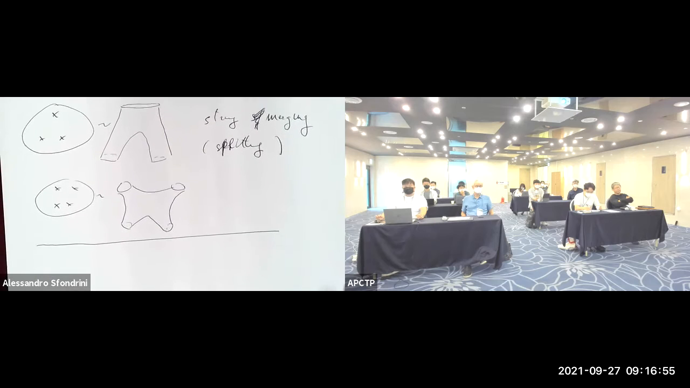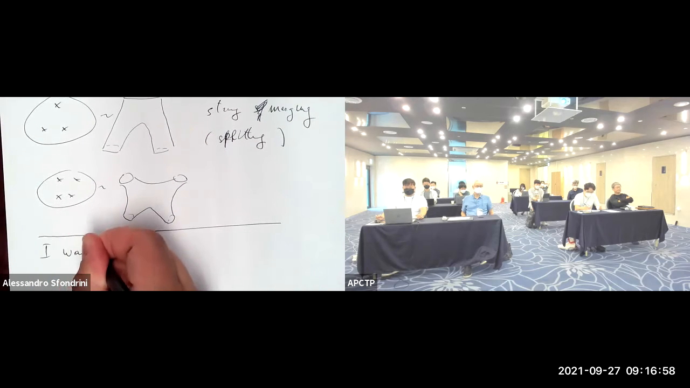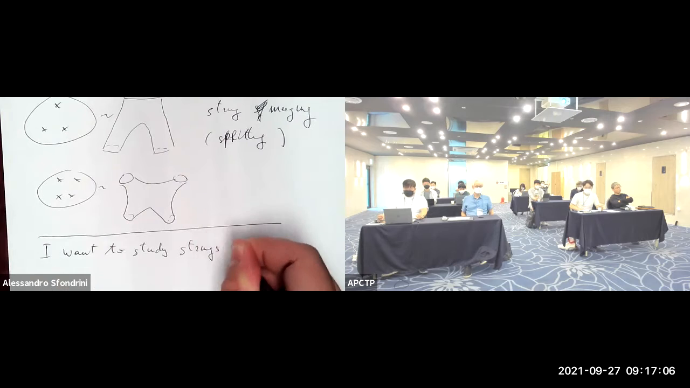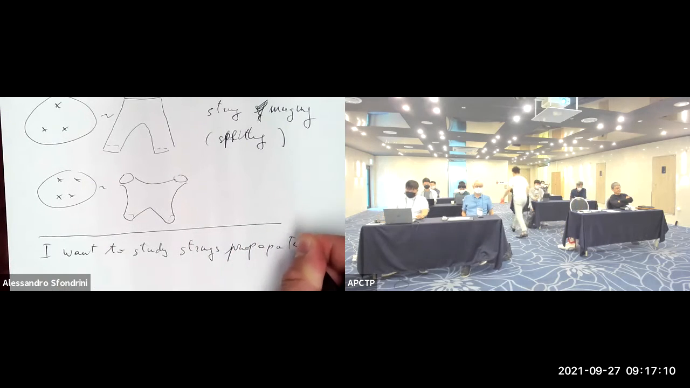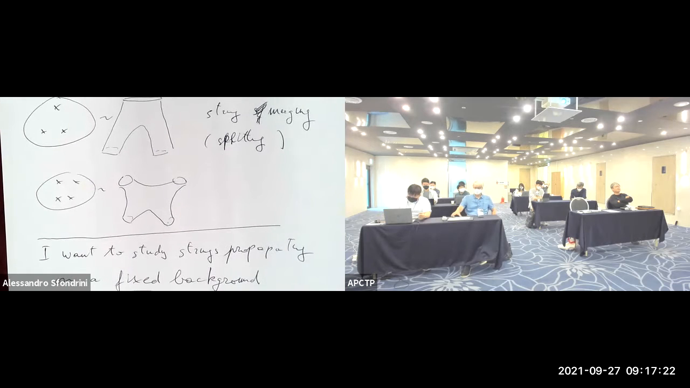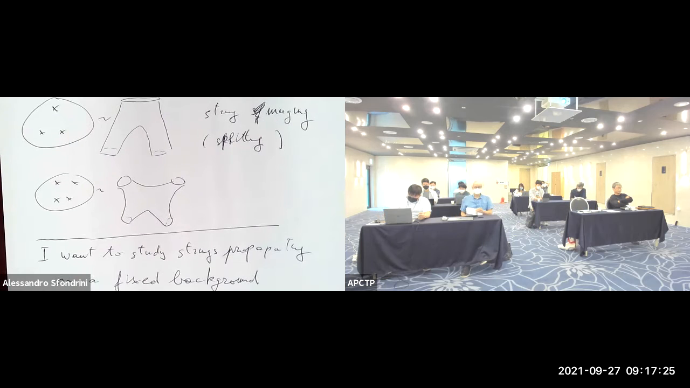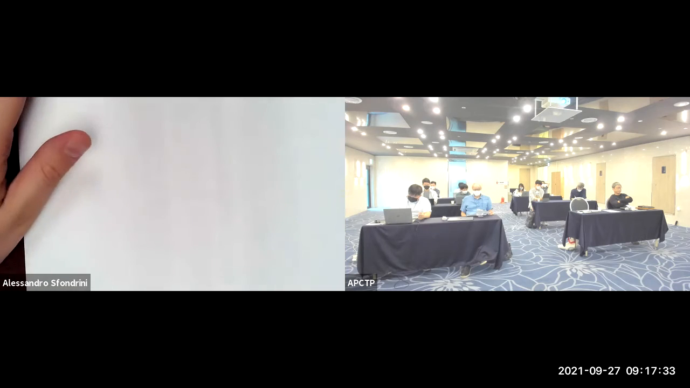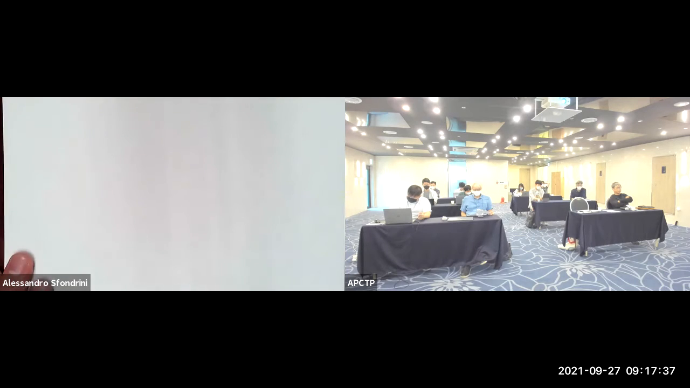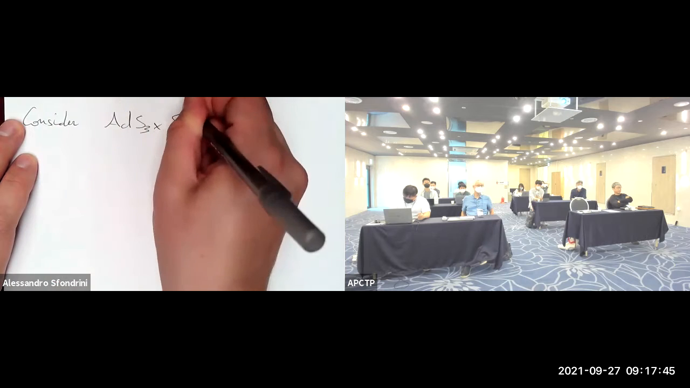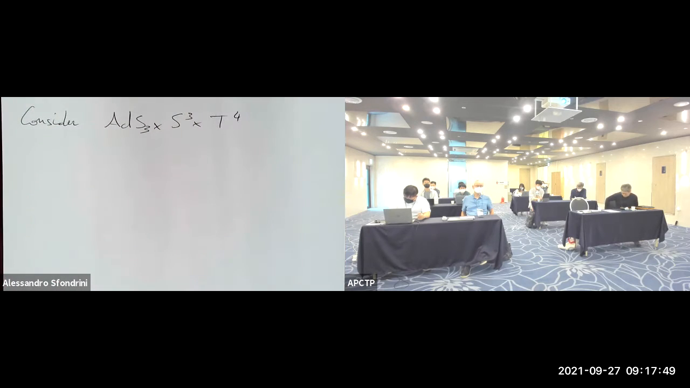Now, I want to study strings propagating on some fixed background. And this will give some nonlinear sigma model, okay? I was telling you that I want to study things that have to do with AdS3 and CFT2. So let me give you the background that I want to study, just to be concrete. Consider AdS3 cross S3 cross T4, okay?